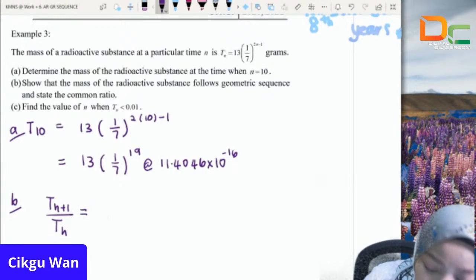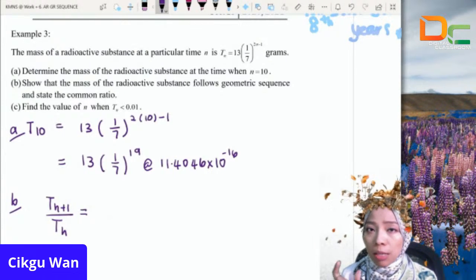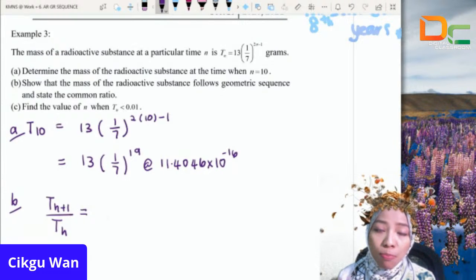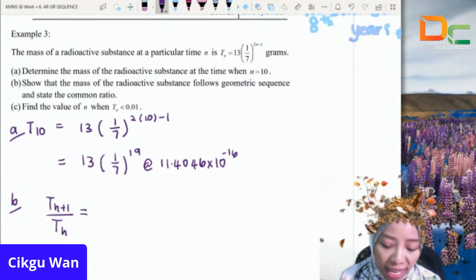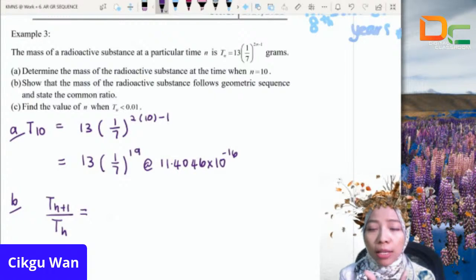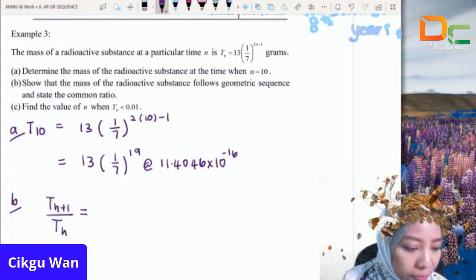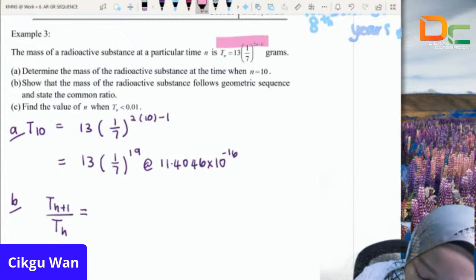Mesti you dapat constant. You mesti dapat constant. Dia tak ada n. Dia tidak dipengaruhi oleh n. Meaning that it is independent of n. Okay, kita kena buktikan yang it is independent of n and we get a value of a constant, which is a value itulah dia punya ratio. Okay. So we're going to substitute at this general equation given to us.